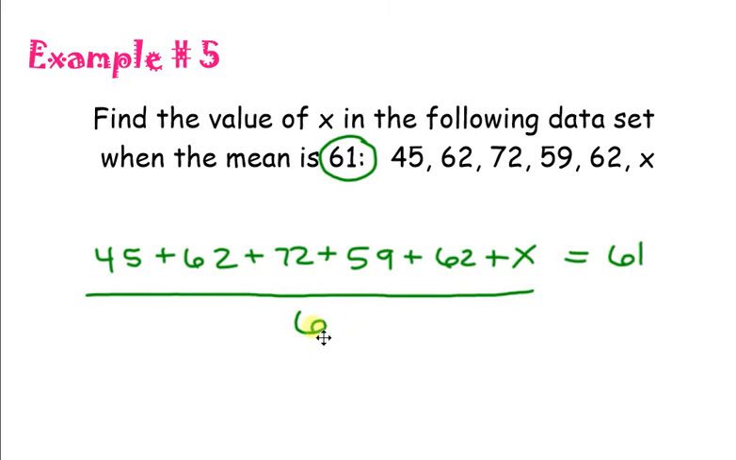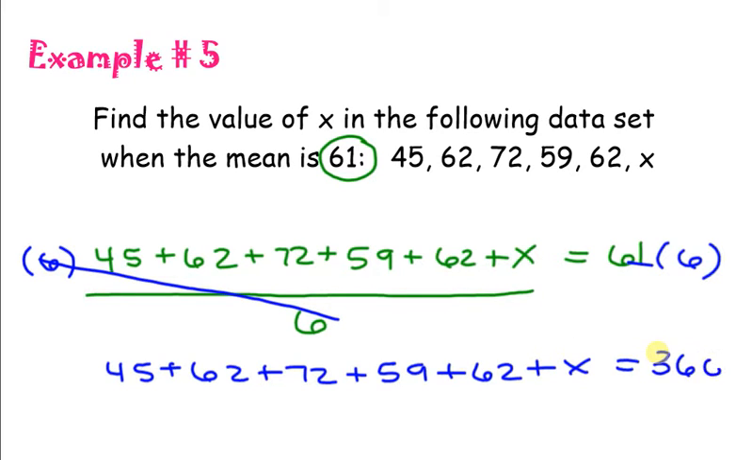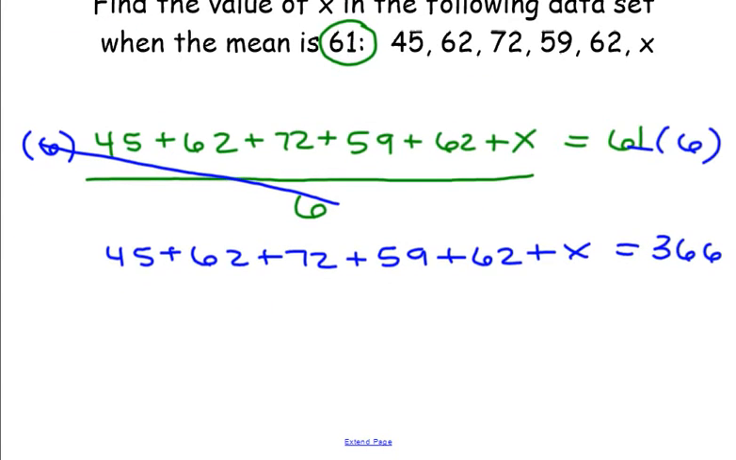So I need to get rid of this 6 on the bottom. It's being divided, so I multiply by 6, but I have to do it to both sides. So these guys cancel. I'm left with 45 plus 62 plus 72 plus 59 plus 62 plus x equals, and 61 times 6 is 366. Now I need to combine all of these together.